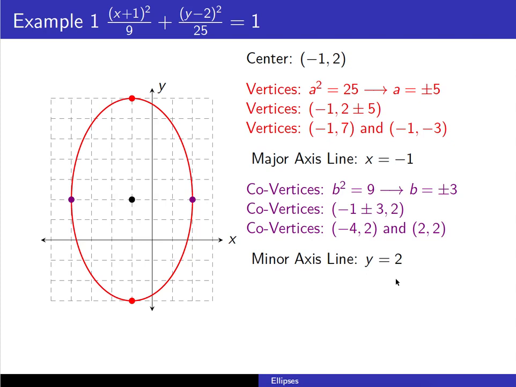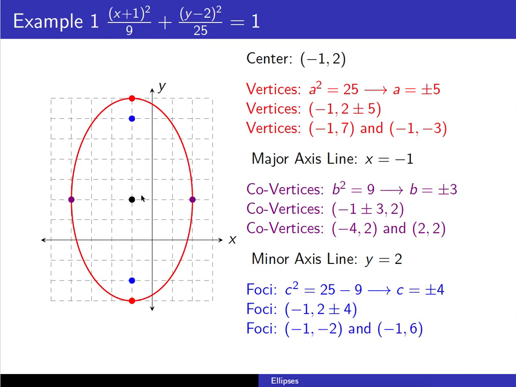Now for our focal points, our foci, in this case, because it's a tall ellipse, those are going to be c units above and c units below our center. And to get the value of c, we have to take a squared minus b squared. So a squared is 25, b squared is 9, 25 minus 9 is 16. And when we take the square root of 16, we get plus or minus 4. So we're going to count up 4 from our center and down 4 from our center, and that's going to make the coordinates of our foci (negative 1, negative 2) and (negative 1, 6). So those are our foci.